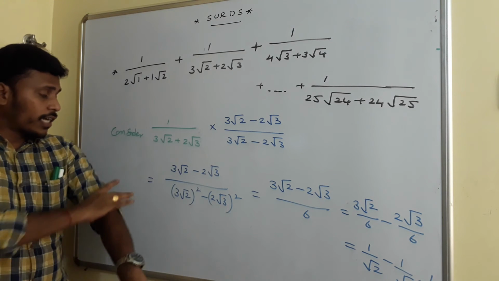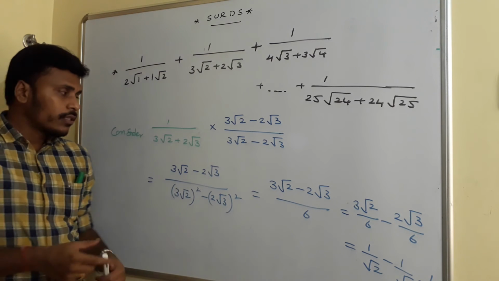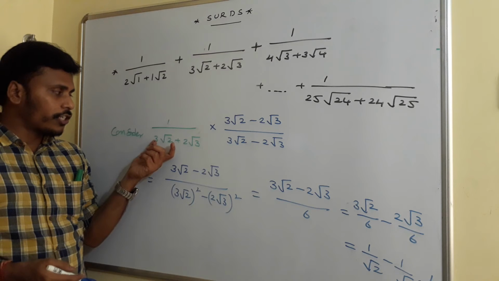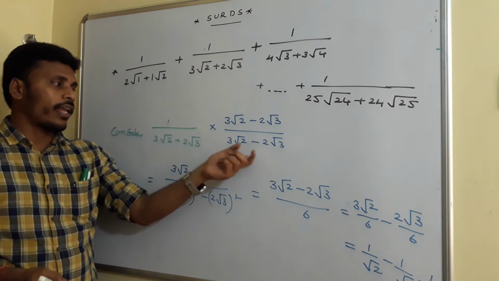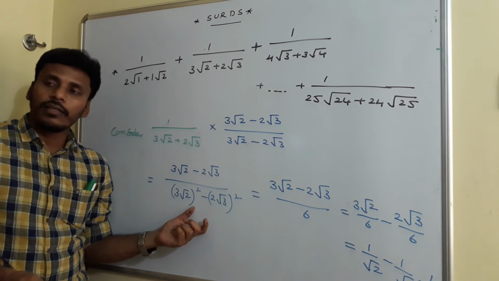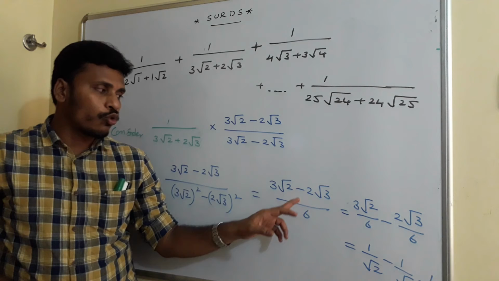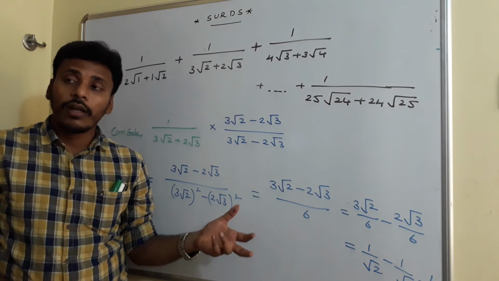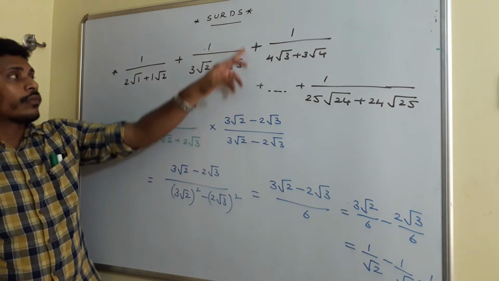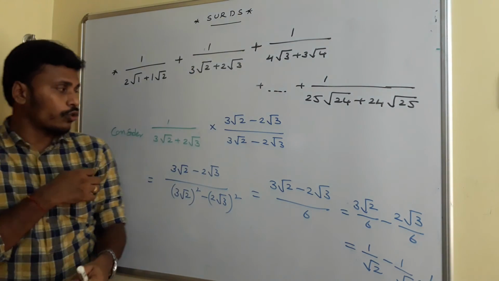See, I consider the second term, which is 1 by (3 root 2 plus 2 root 3). If I start with this and simplify by multiplying with 3 root 2 minus 2 root 3, the numerator is 3 root 2 minus 2 root 3 and the denominator simplifies to 6. So 3 root 2 minus 2 root 3 by 6. After splitting, you have 1 by root 2 minus 1 by root 3. So we are able to reduce it to 1 by root 2 minus 1 by root 3.